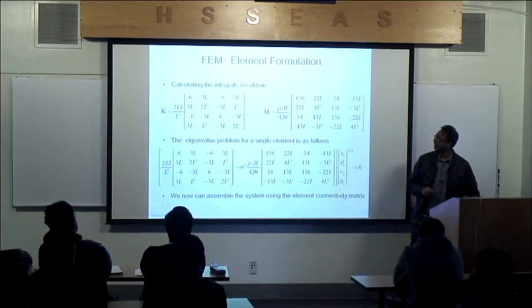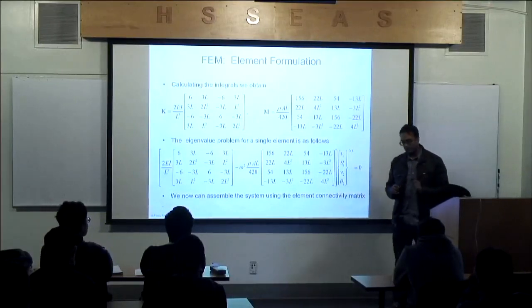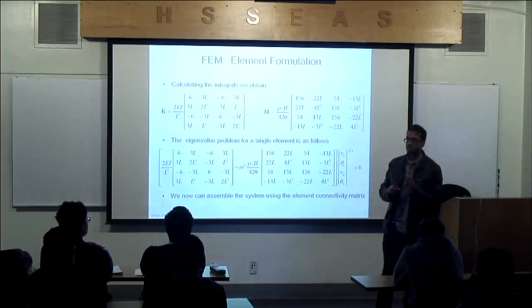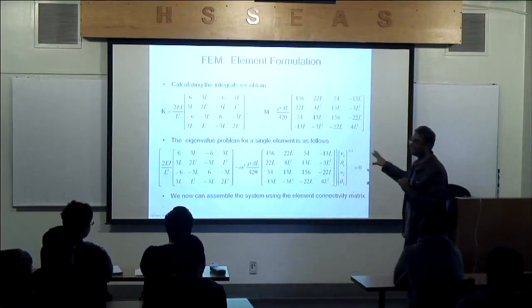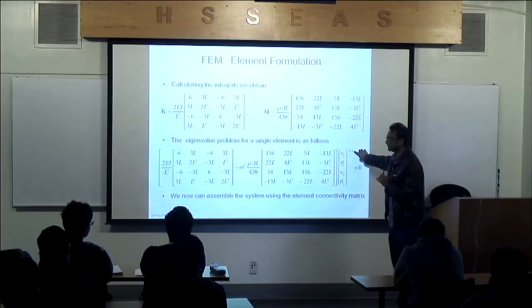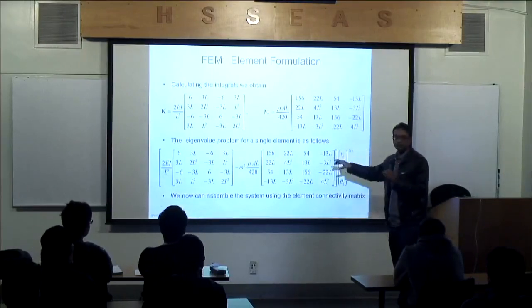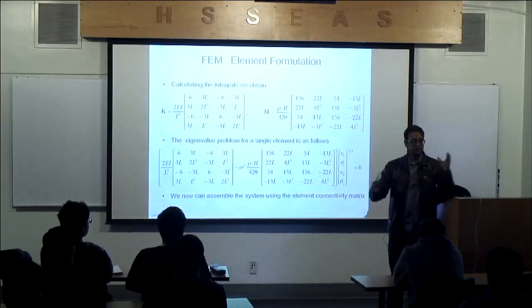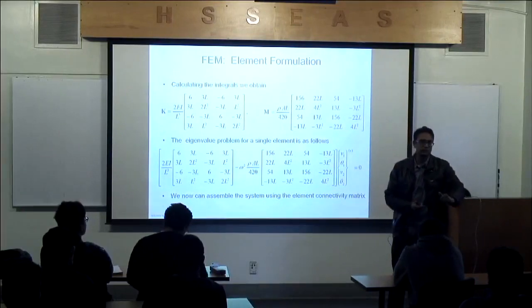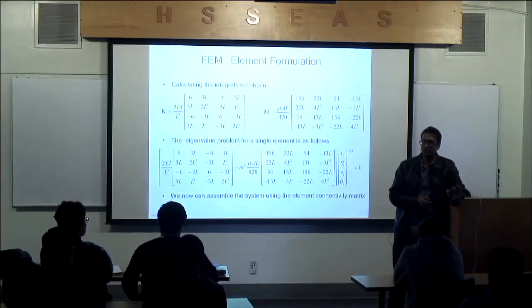By the way, I'm sorry, I should skip a step. This is the element formulation for any element. This is true for any element E. So if I have more than one element, I can now assemble the system together, like we've discussed before, using the element connectivity matrices. You understand how to do that?